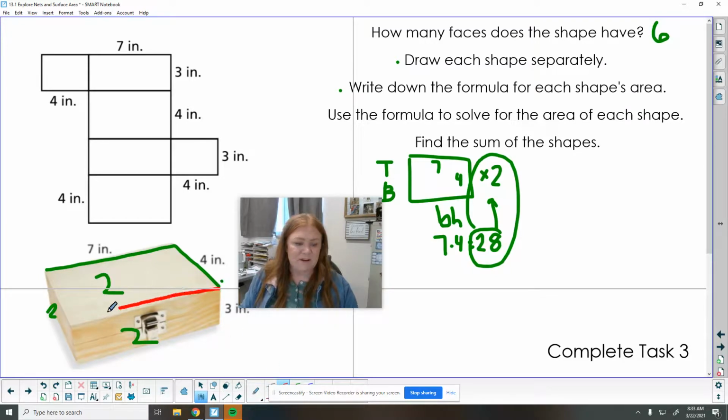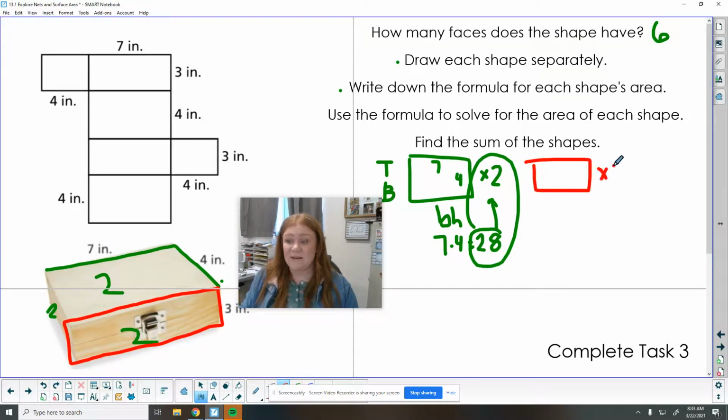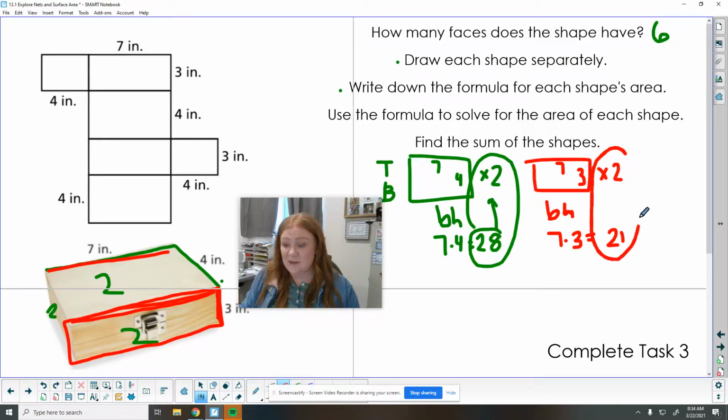So now let's look at our front and our back again. So I'm going to draw my shape. How many of these do I have? Front and back. I have 2 of them. So we drew my shape. We're going to write down the formula is base times height. So let's look. The base is, right, this same line is 7. The height of it is 3. So this one is 7 by 3. 7 times 3 is 21. But remember, I have a front and a back of those. So I need to do 21 times 2. So there's 2 sides, 4 sides.